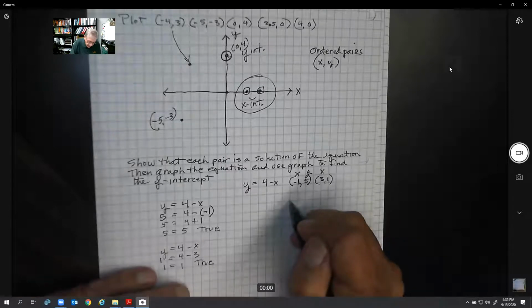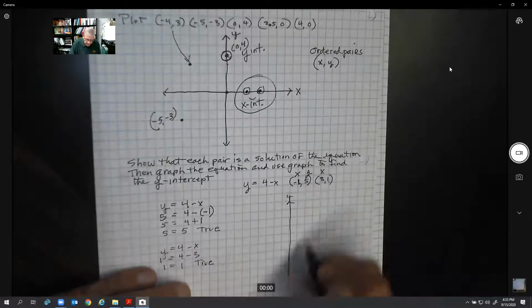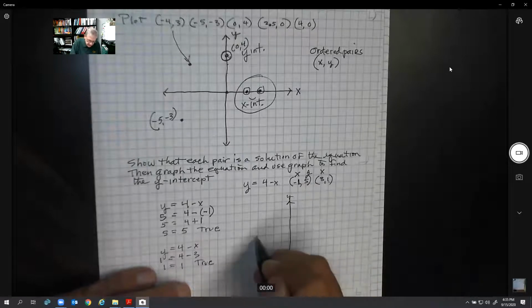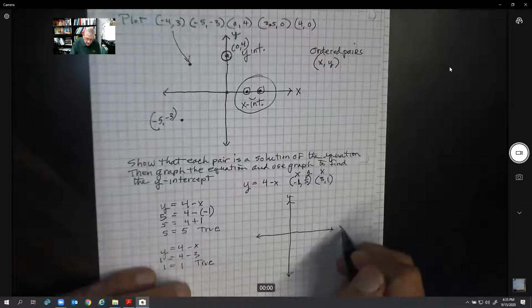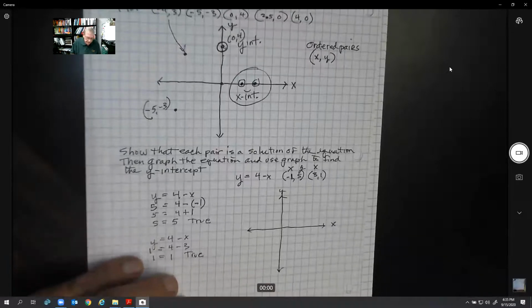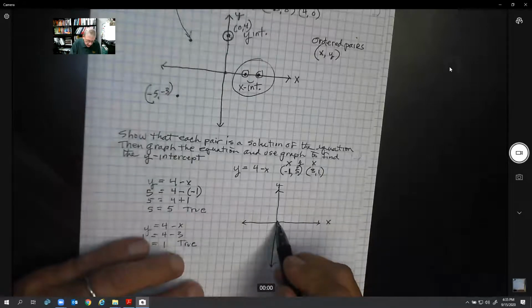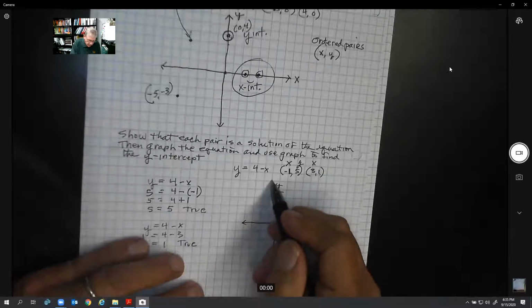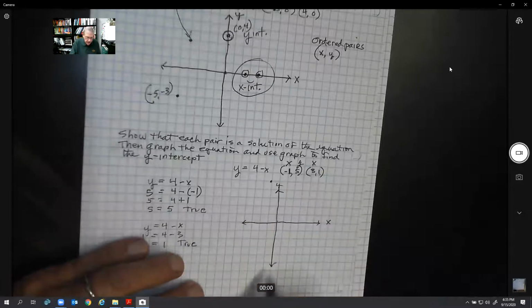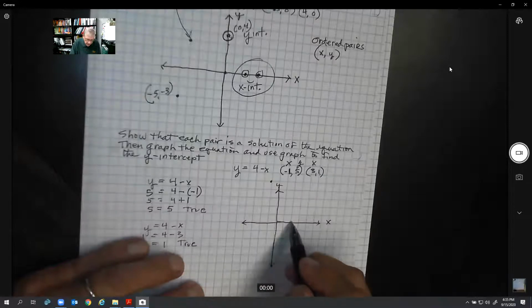So let's draw our axis. You should always label your axis. This is your y-axis. This is your x-axis. We usually put little arrowheads to show it keeps on going. Okay, so starting from the origin, we're going to go negative 1 in the x and 5 up: 1, 2, 3, 4, 5. We're almost out of room there. And on this one, we're going to go 3 in the x direction and 1 down.